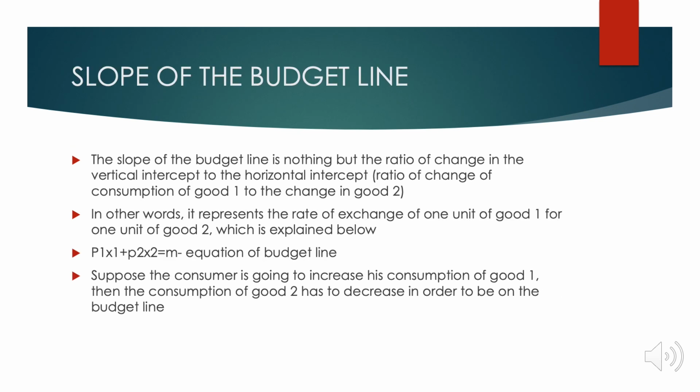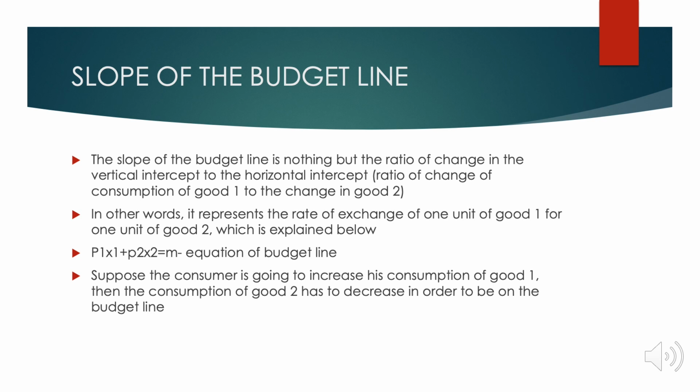Moving on to the slope of the budget line, its slope is nothing but the ratio of change in vertical intercept to the horizontal intercept as we have mentioned above. This is nothing but the ratio of change in consumption of good 2 to the change in good 1. In other words, it represents the rate of exchange of 1 unit of good 1 for 1 unit of good 2, which is explained below.